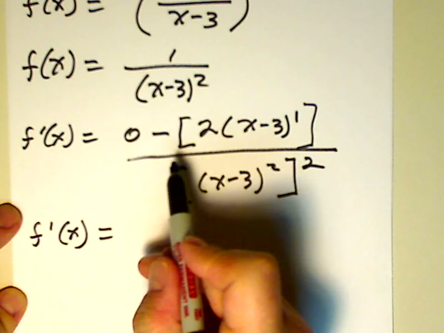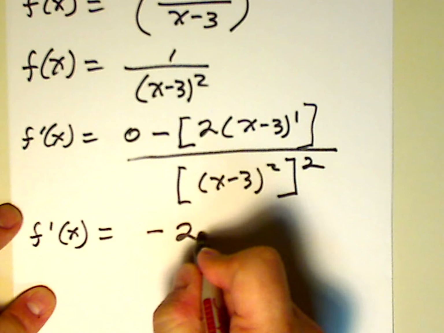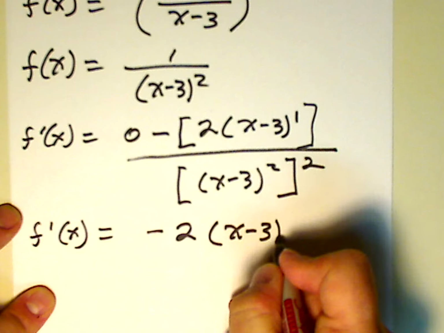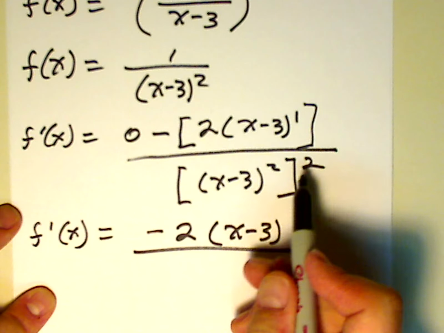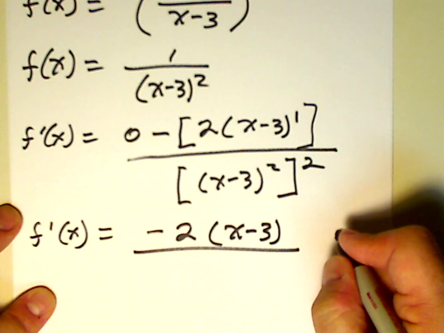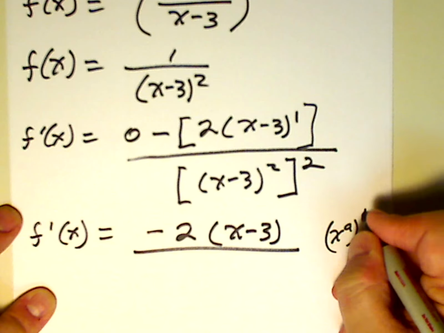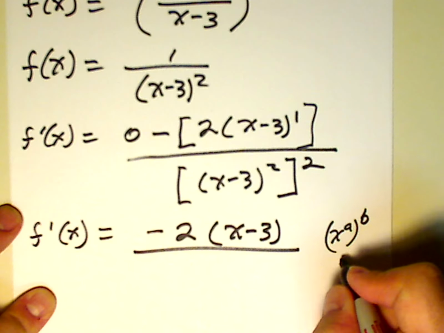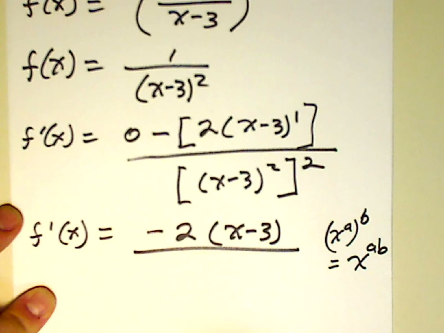Okay, so we have x minus 3 squared in the denominator, so let's start working the problem. This becomes negative 2 times x minus 3 over, well, x minus 3 squared is x minus 3 to the 4th. Remember, x to the a raised to the b is equal to x to the a times b.